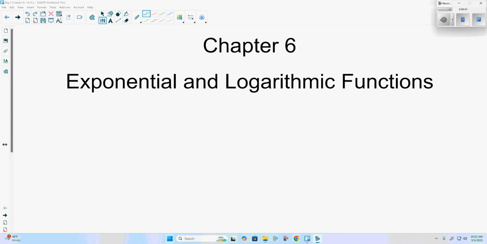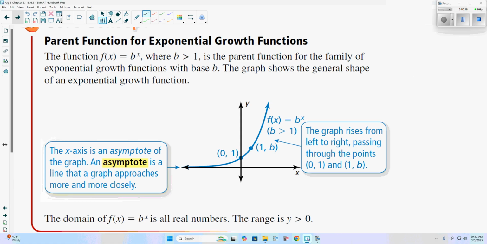So what we're starting today is chapter 6. Chapter 6 is going to be over logarithmic and exponential functions. And mainly today we're going to focus on more of the exponential part of this. The first two types of exponential functions we're going to look at are exponential growth and exponential decay.